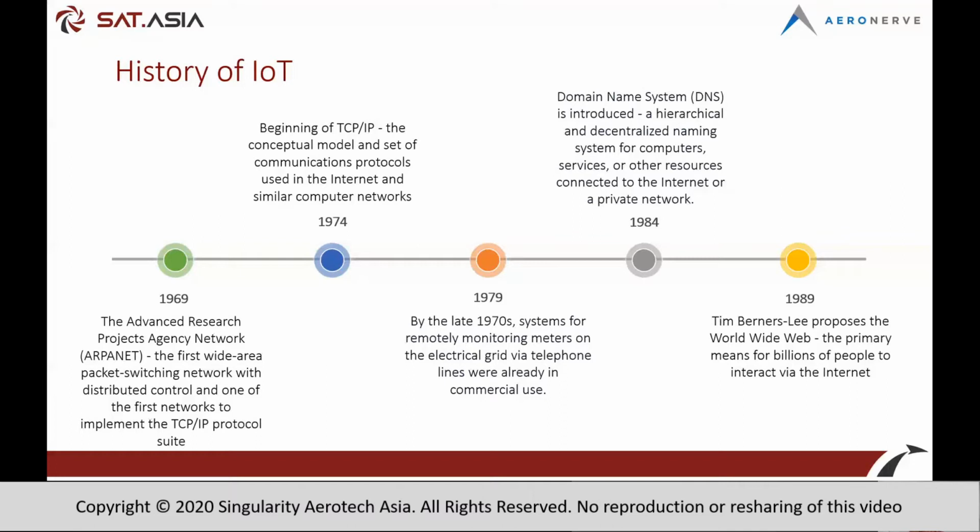So the first internet project is called the Advanced Research Projects Agency Network, ARPANET. That is the first wide area network, and the first network to introduce, you know, if you are in IT, you know this, the TCP/IP protocol.